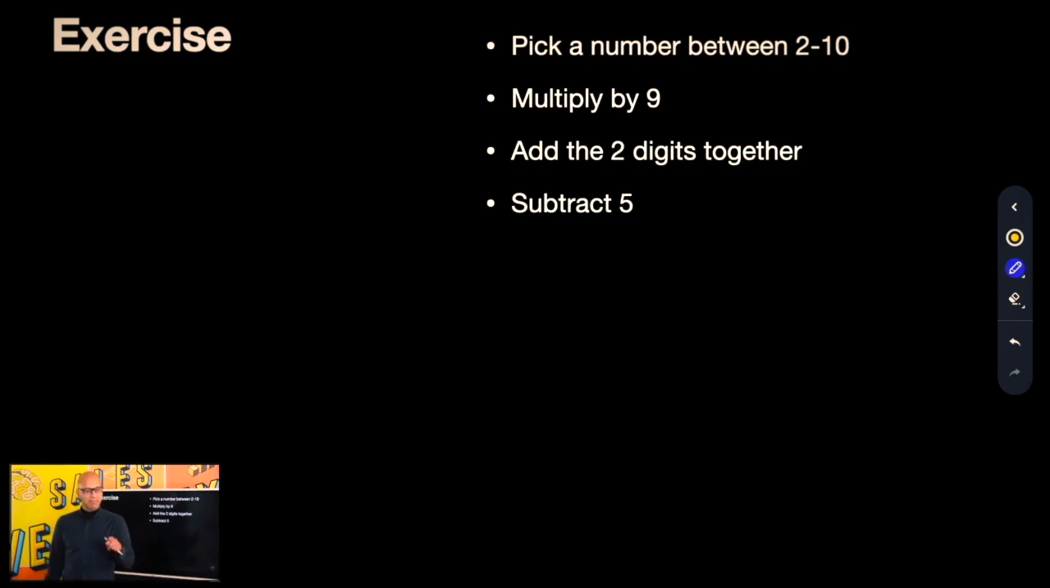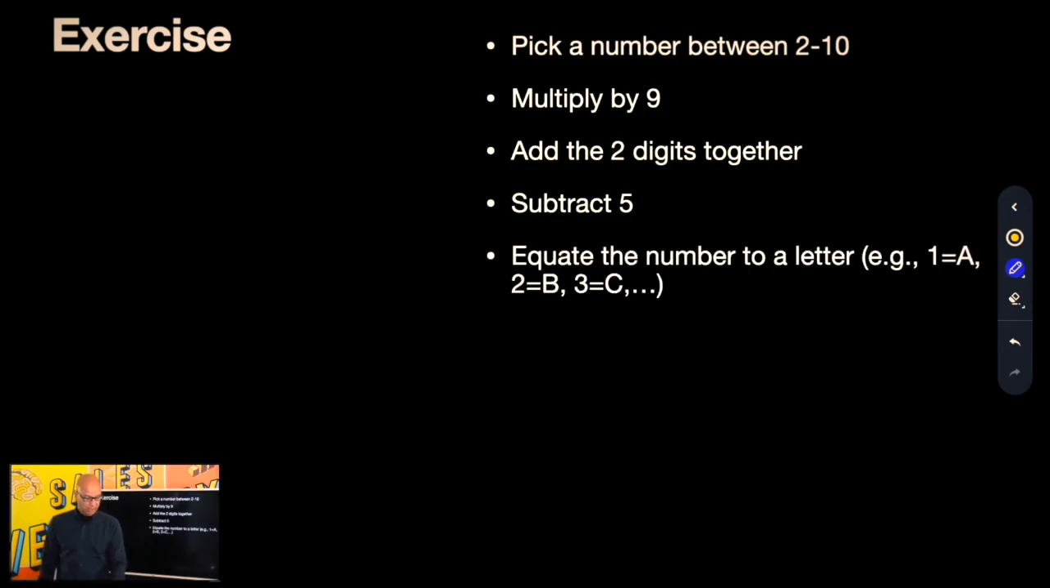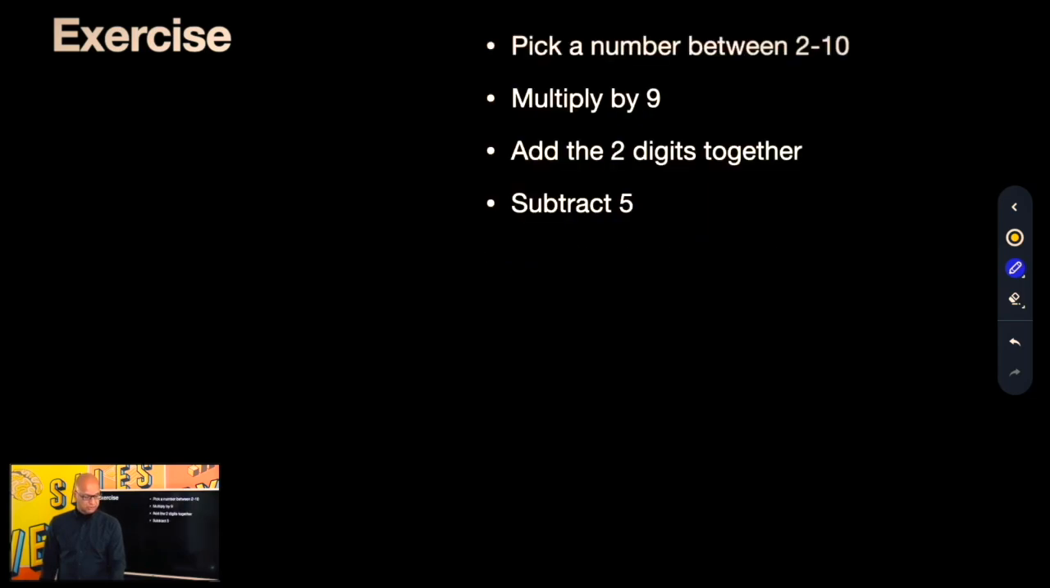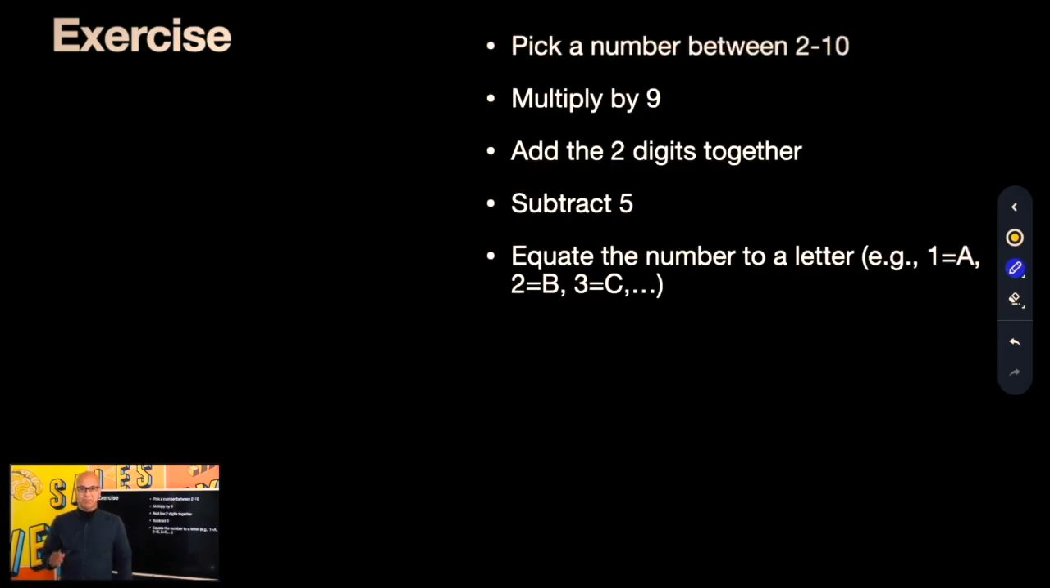Now, that single-digit number you've come up with represents a letter in the alphabet. So, for example, let me go back. Sorry. In other words, that number should equate to a letter. So, if you have the number 1, write the letter A. 2, write the letter B. 3, C, 4, D, 5, E. You get the idea. Write the letter down.